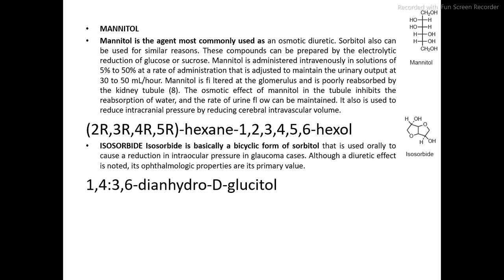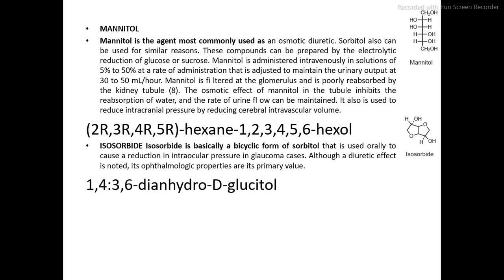The drugs are mannitol and isosorbide dinitrate. So we have seen the drug isosorbide in our anti-anginal agents. Mannitol is a sugar molecule. Mannitol is the agent most commonly used as an osmotic diuretic. Sorbitol also can be used for similar reasons. This compound is prepared by electrolytic reduction of glucose or sucrose. So mannitol is synthesized by the reduction of glucose or sucrose.